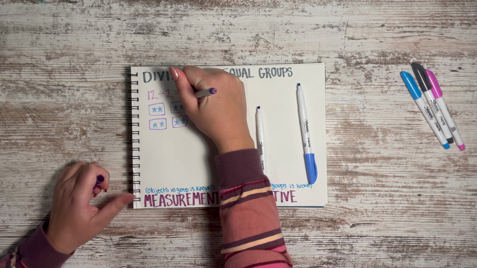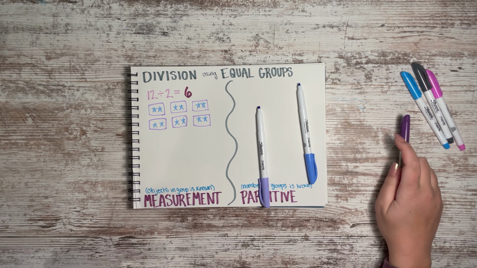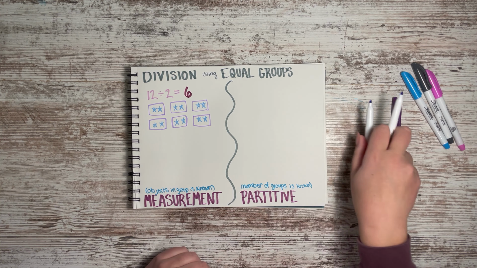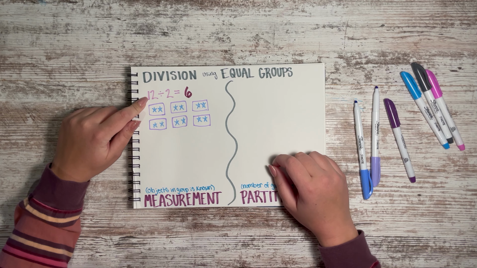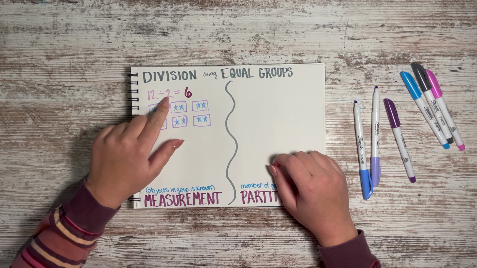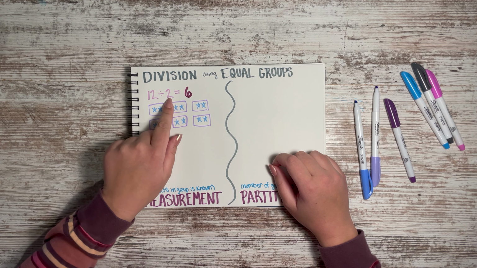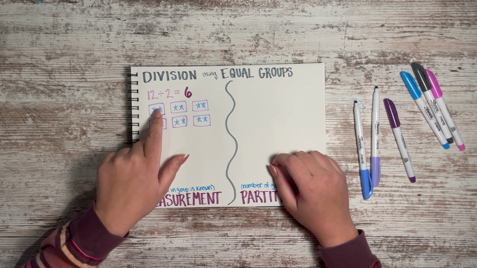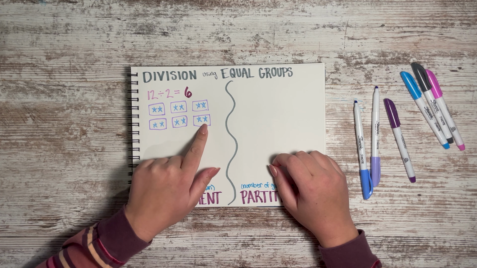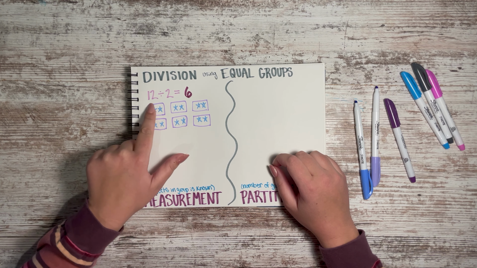12 divided by 2 is 6. So I took the dividend, which is our number of objects, divided by the divisor, which is the amount of objects in each group, and I got my quotient, which is the amount of groups.